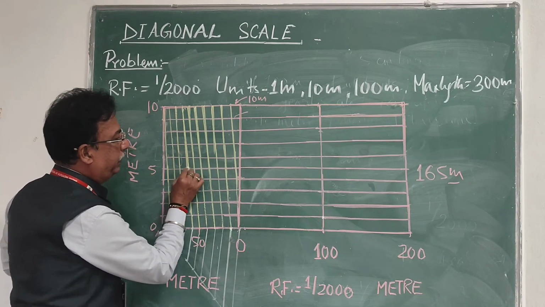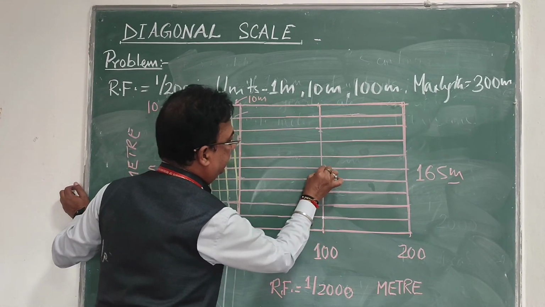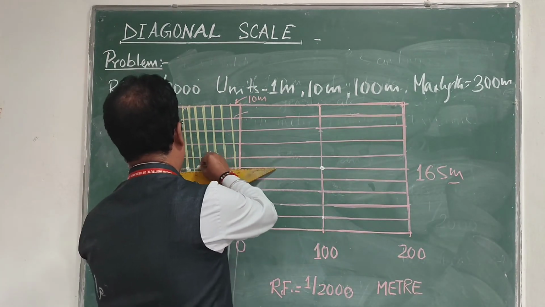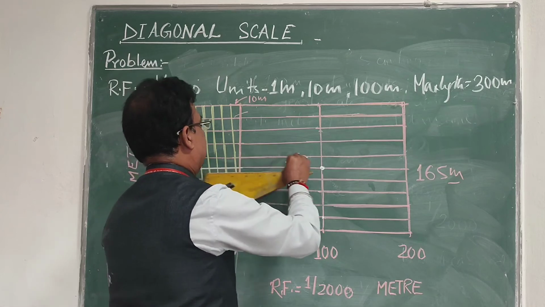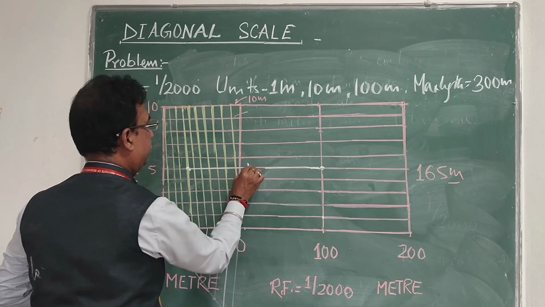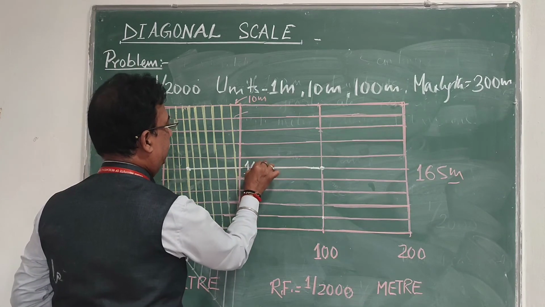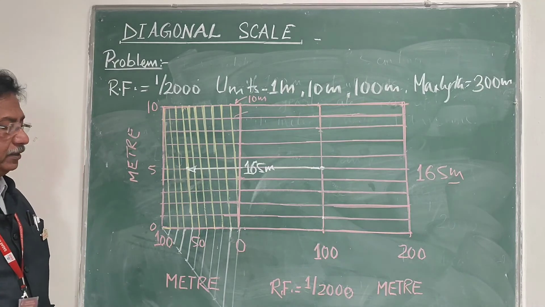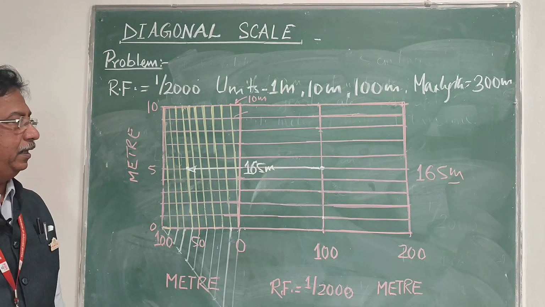the distance between these 2 points, this point and this, will be 165 meter. So in this way, with the help of diagonal, we can get the third fraction of the scale.